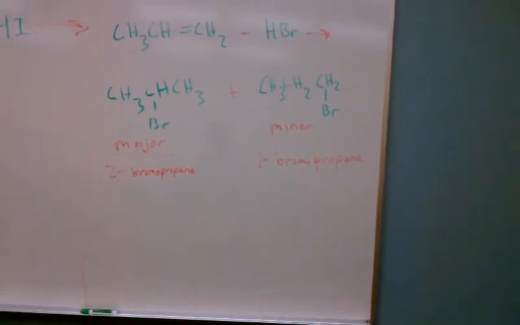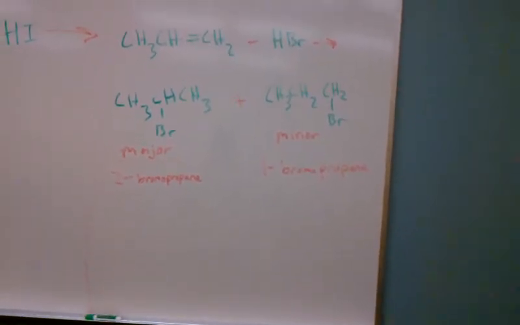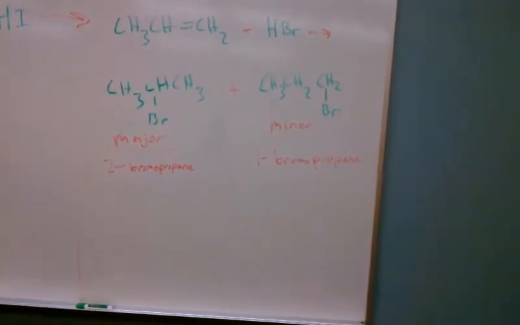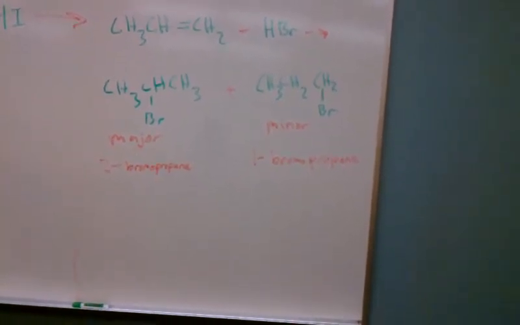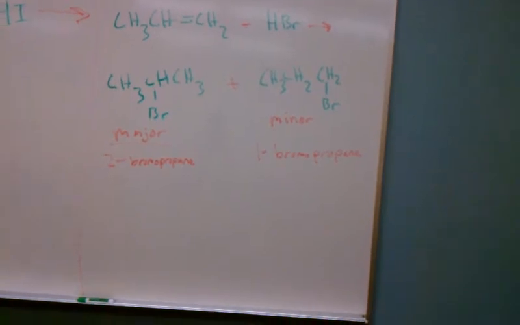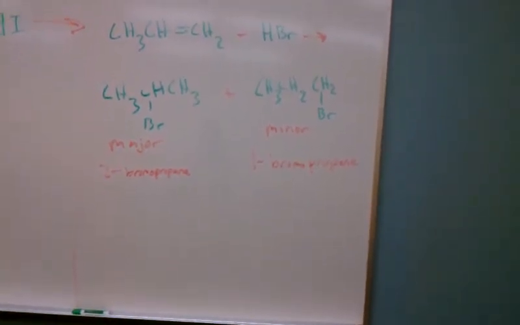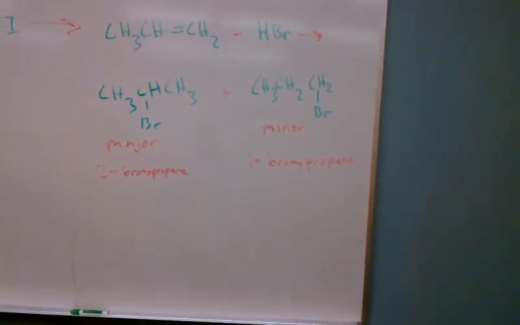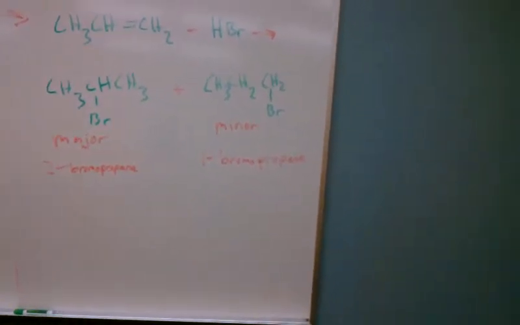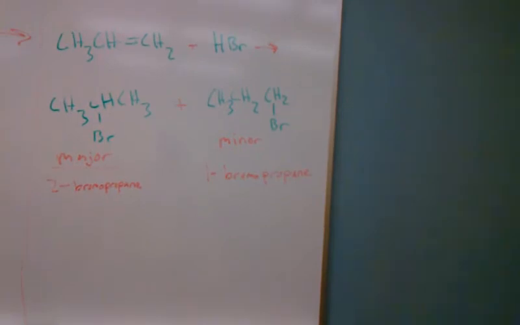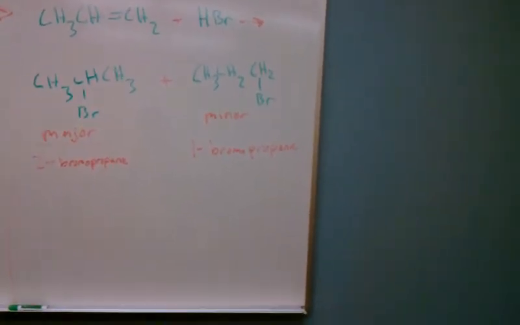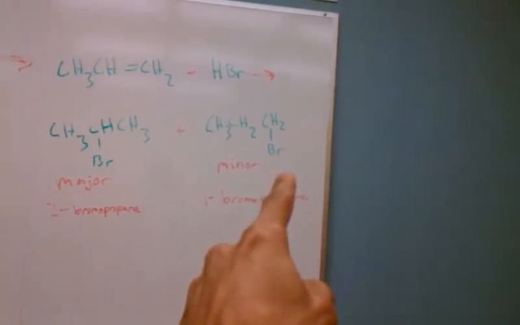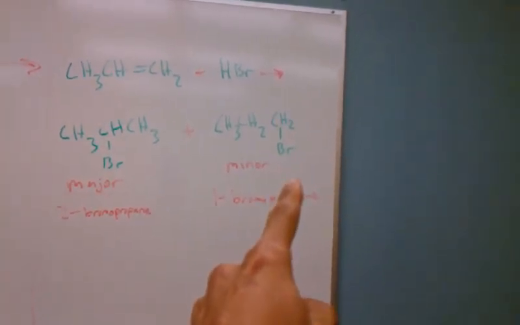As you can see, for the major product, the carbon on that propene that had the most hydrogens bound to it took on the positive part of the hydrogen bromide. And the minor product, you can see here, is CH3, CH2, CH2 with the bromine right there. That's the minor product. So you just reverse this.